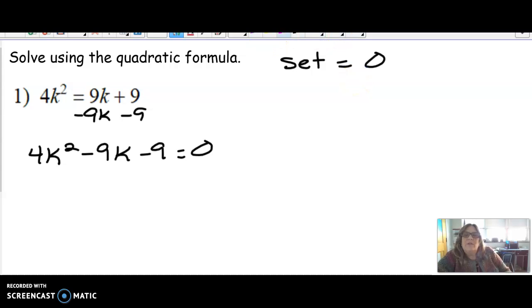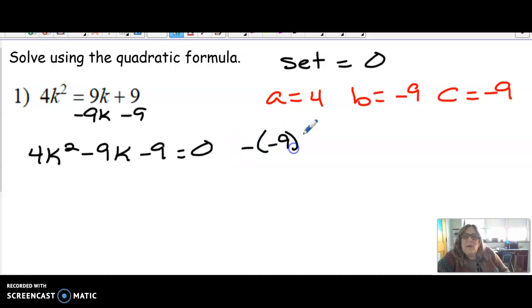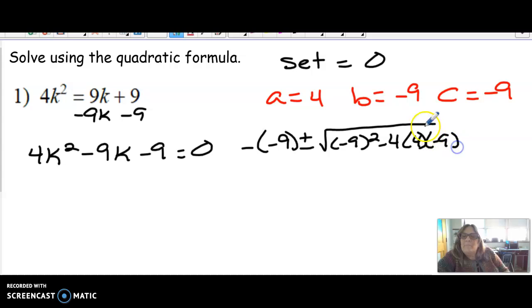The next thing we're going to do is identify our a, b, and c values. So a is 4, b is negative 9. Make sure you keep the signs with them. And our c is negative 9. So if we plug all of this into our formula, we're going to have the opposite of a negative 9, plus or minus the square root of a negative 9 squared minus 4 times a negative 9, all divided by 2 times 4.